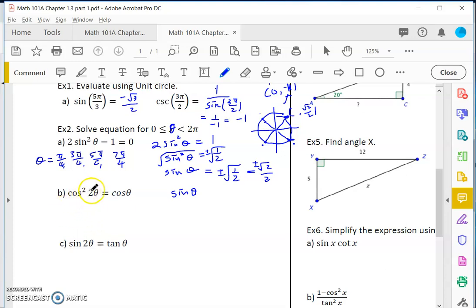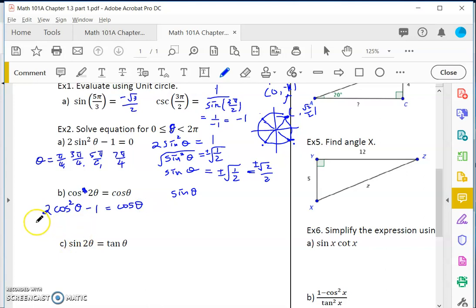The second one is cosine 2 theta equal to cosine theta. Okay. We cannot cancel theta because this is 2 theta. So what we can do is use a double-angle identity to change it into a function that involves cosine theta. Actually, it should be cosine 2 theta, it's a typo here. So cosine 2 theta is 2 cosine squared theta minus 1.